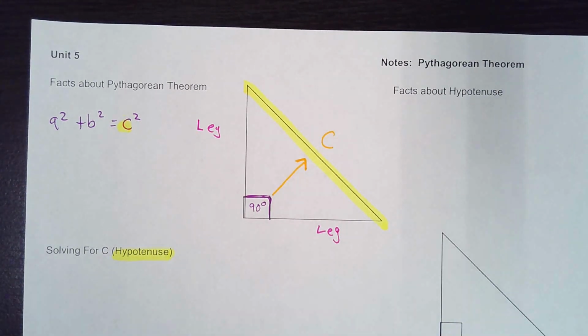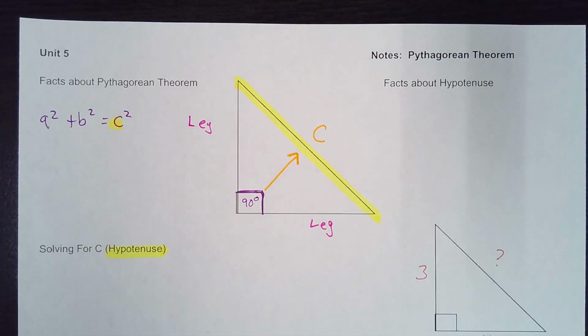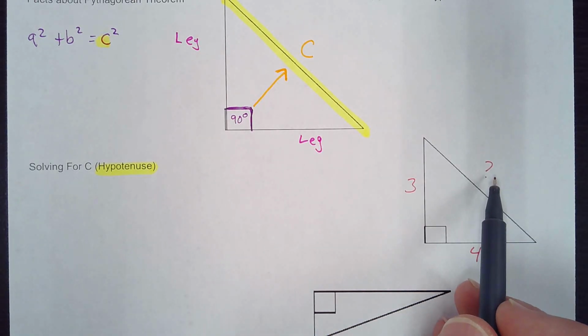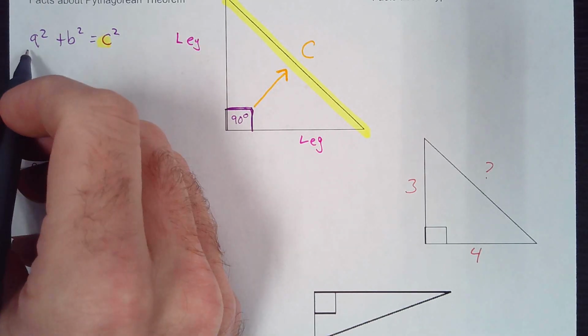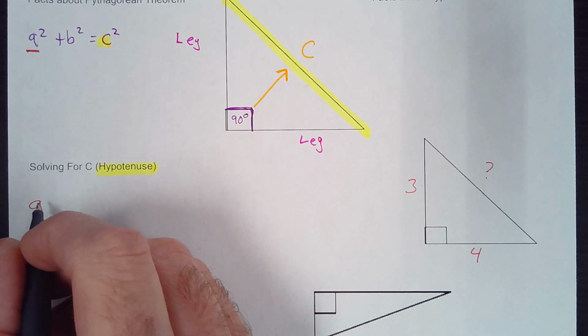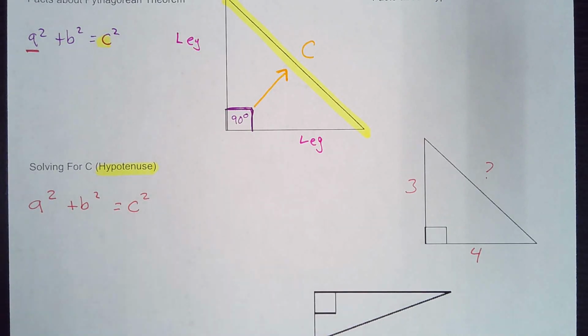All right, so now let's do an example here. If we had a triangle, we would be given some sides of the triangle. So like 3 and 4, and we're trying to figure out what the third side is here. So we're going to use Pythagorean Theorem to do this. We'll rewrite the equation. Let's say A squared plus B squared equals C squared.